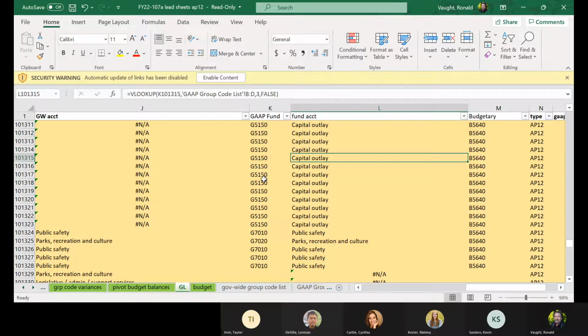And I use 107 a lot because it's just got everything in it. So anyway, that's kind of how I approach it. Questions or?